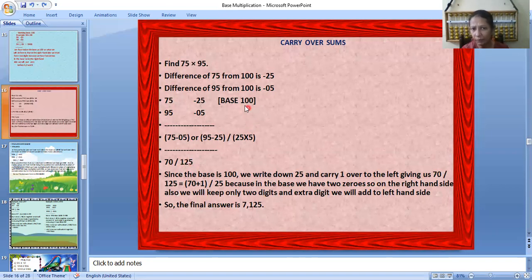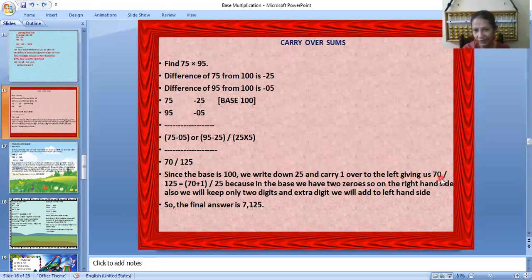But what is our base? Our base is a 2-digit number. Now, since the base is 100, we will take only 25 because this is a 2-digit number and 1 is extra. Because 1 is extra, we will carry it over to the left. Now, where will we carry this over? We will give it to 70.